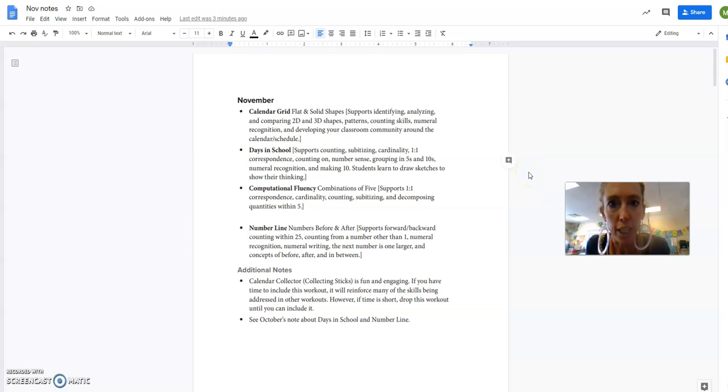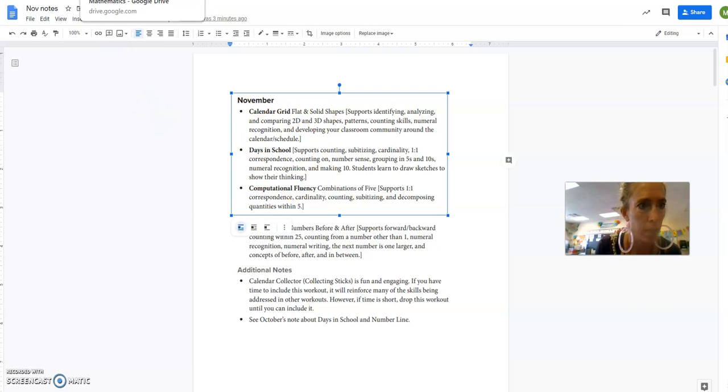Hello, wonderful kindergarten teachers. I am going to go through the November calendar, or the number corner, since we're almost in November. So here are the notes that are in the drive.